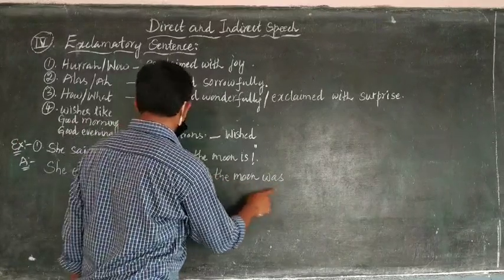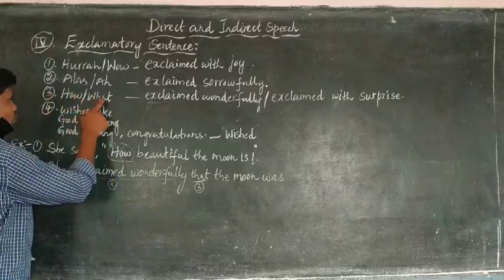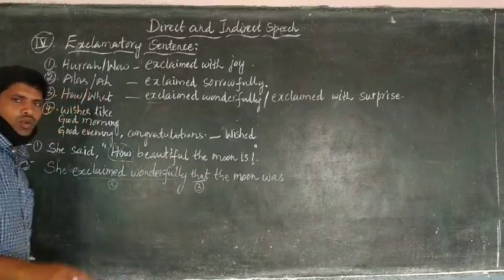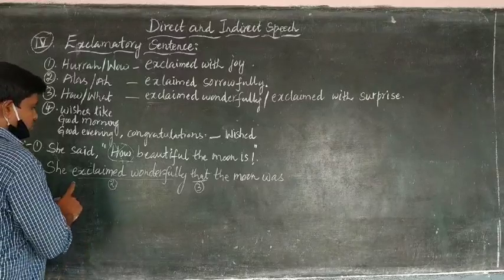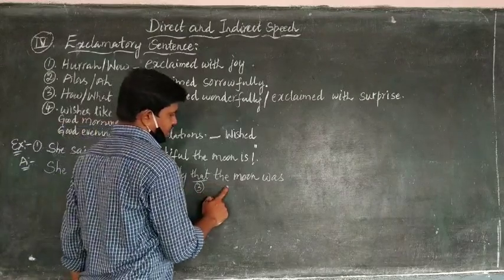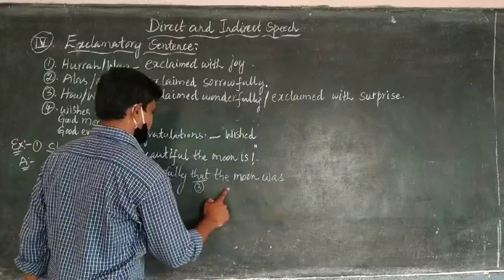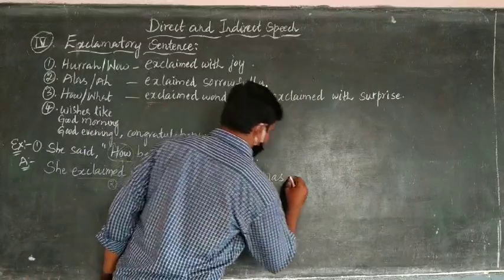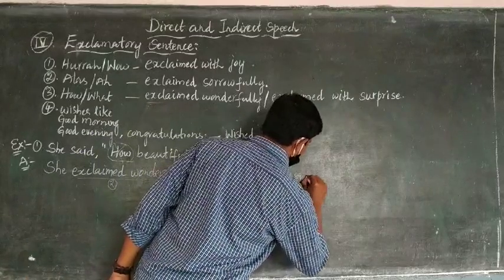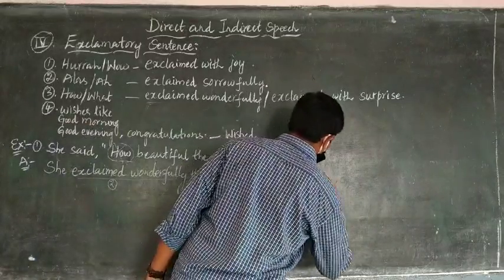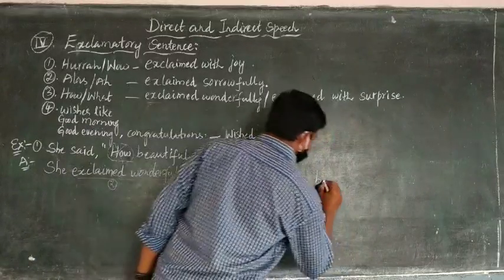If you see how and what in the sentence, instead of how and what, you have to write very. Okay. So she exclaimed wonderfully that the moon was. Here point number 4 we have noted. Very. The moon was very beautiful.